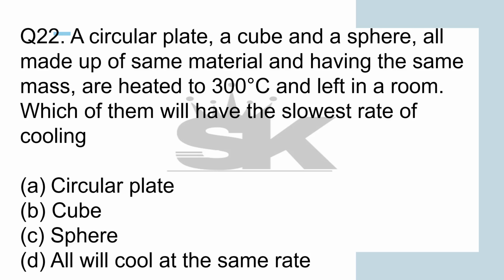A circular plate, a tube, and a sphere, all made of the same material and having the same mass, are heated to 300 degrees Celsius and left in a room. Which of them will have the slowest rate of cooling? Here they are asking the slowest rate of cooling. Okay, answer is sphere.